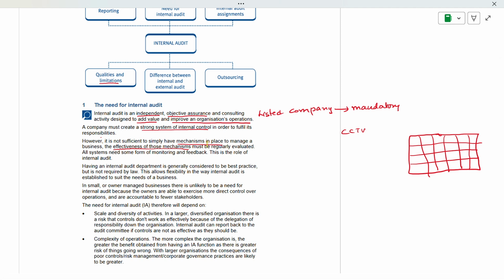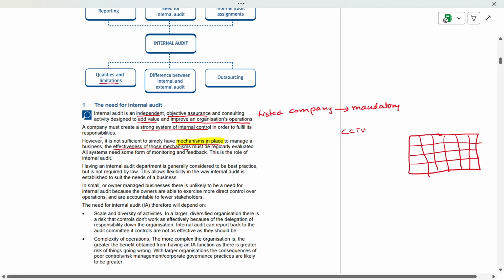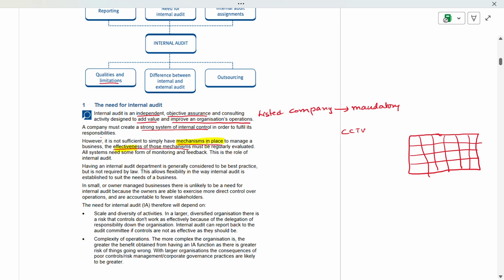It means you should not only have the mechanism in place, but also know the effectiveness of those mechanisms. They should be regularly evaluated, to see whether they are working or not. All systems need some form of monitoring and feedback. This is the role of an internal auditor.